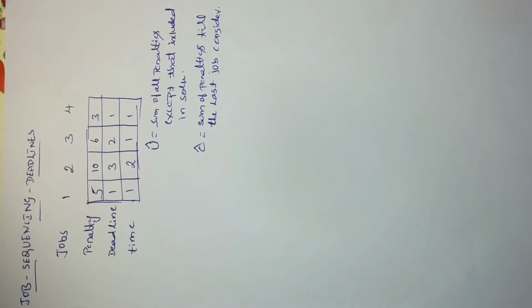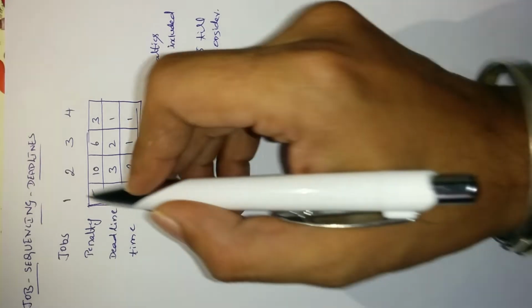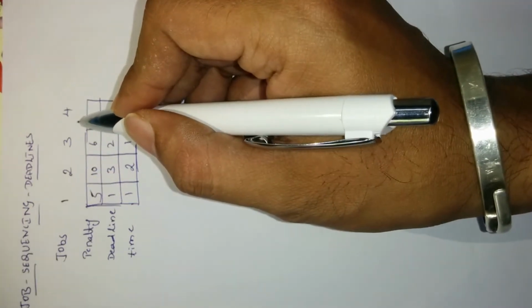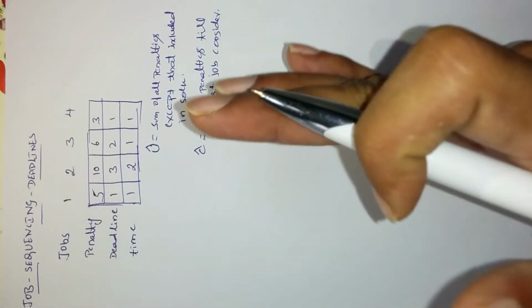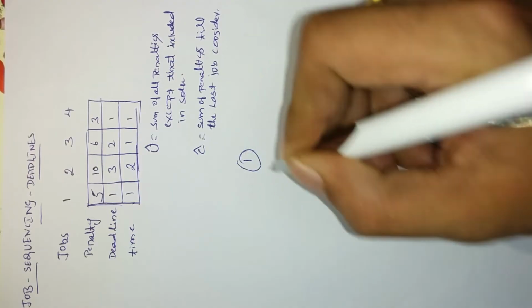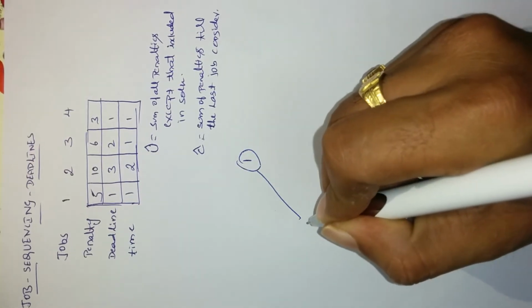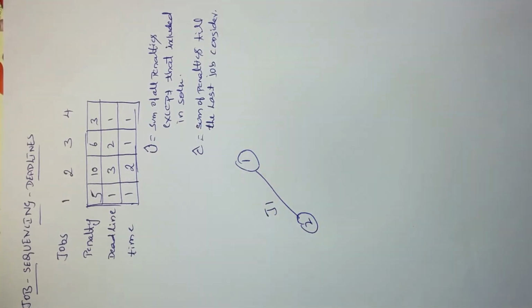Now we'll discuss how to solve this problem using job sequencing with deadlines. Listen carefully, this is a very important topic. First, there are 4 jobs. We have to use the branch and bound method, and we have to start with the breadth first search method. This is job 1. Clear?